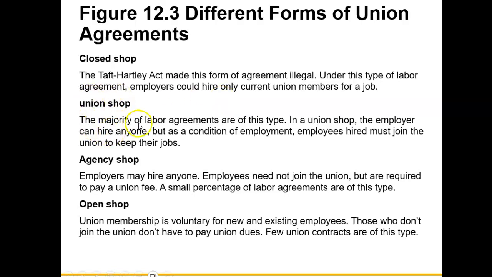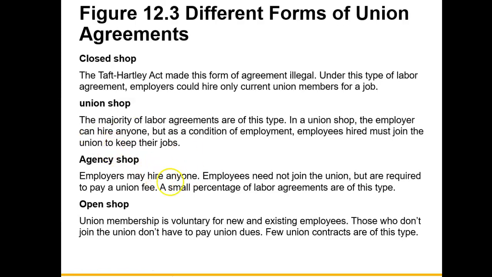The union shop. The majority of labor agreements are of this type. In a union shop, the employer can hire anyone, but as a condition of employment, employees hired must join the union to keep their job. So a lot of companies have a union shop agreement.